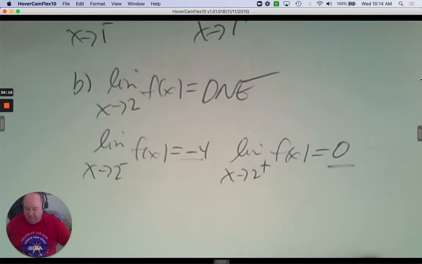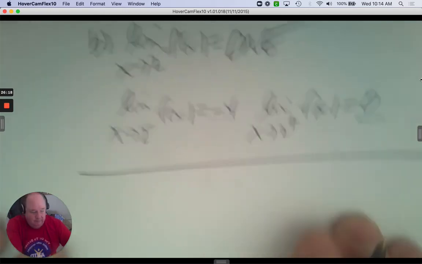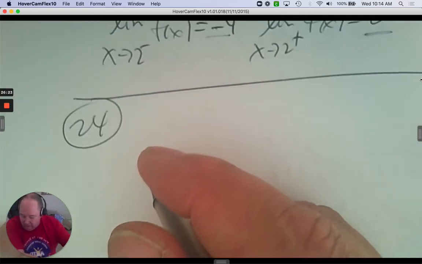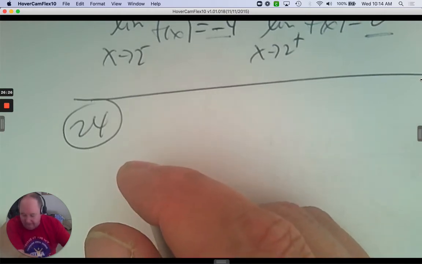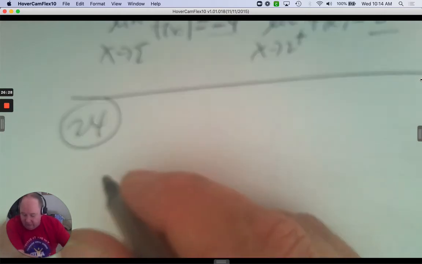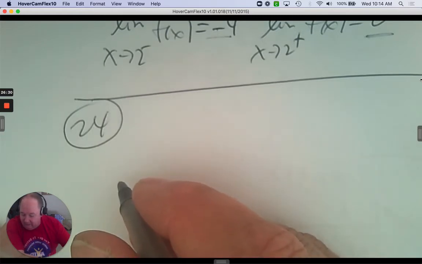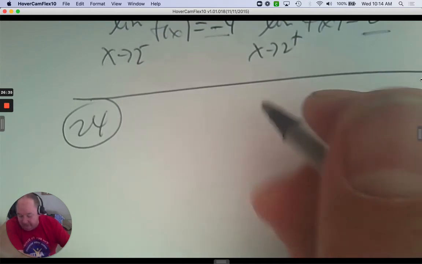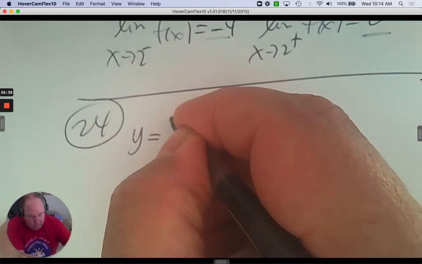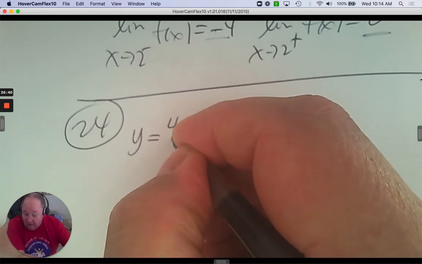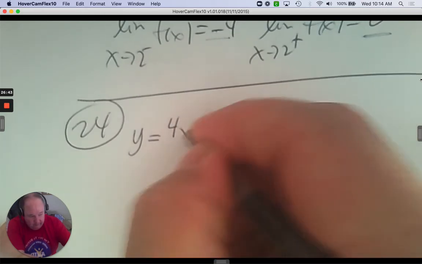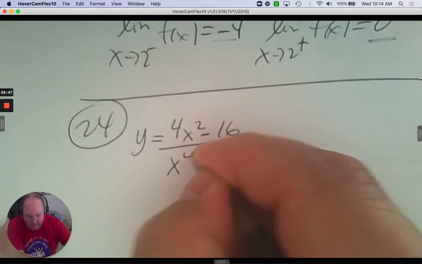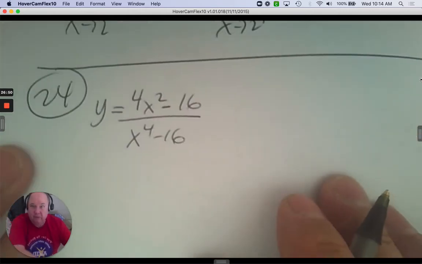24. So in a lot of ways, these review questions are the most important because you have to practice or you'll forget. Find the domain, the vertical asymptotes, poles, and in the graph, the intercepts and behavior, symmetry. Then sketch its graph without using a calculator. So y equals 4 over... No actual calculus here. Not increasing, decreasing, not maximums or minimums. None of that. This is pre-calculus.